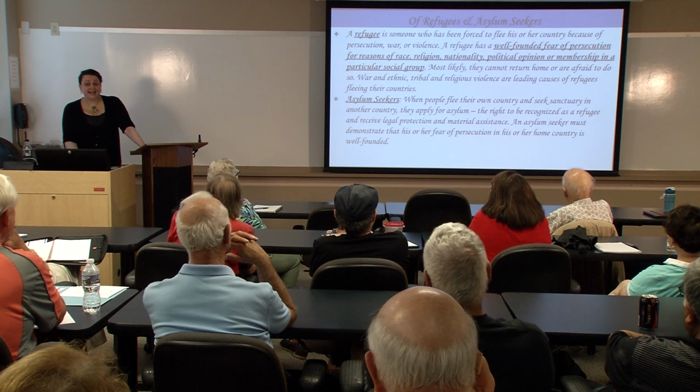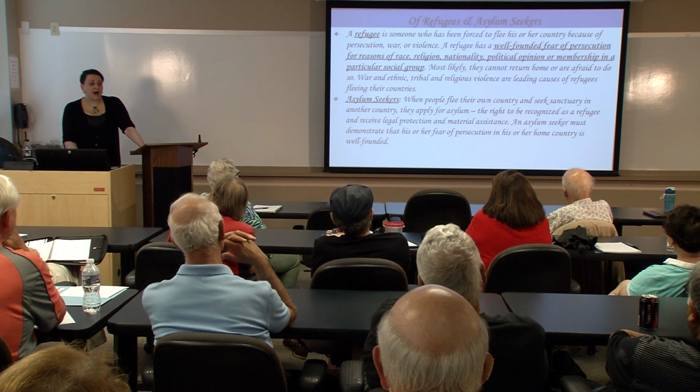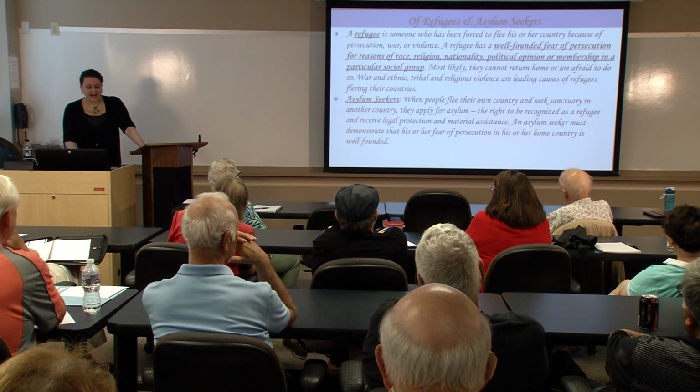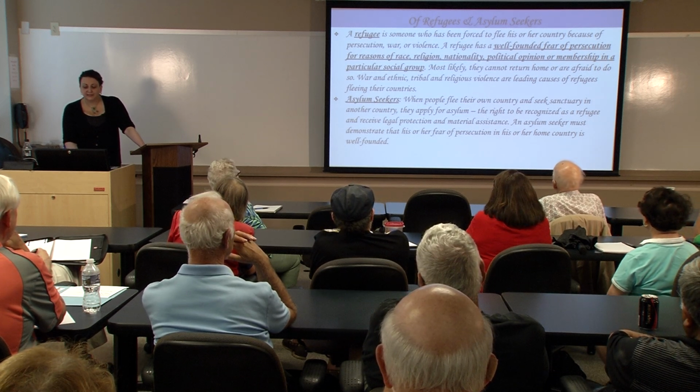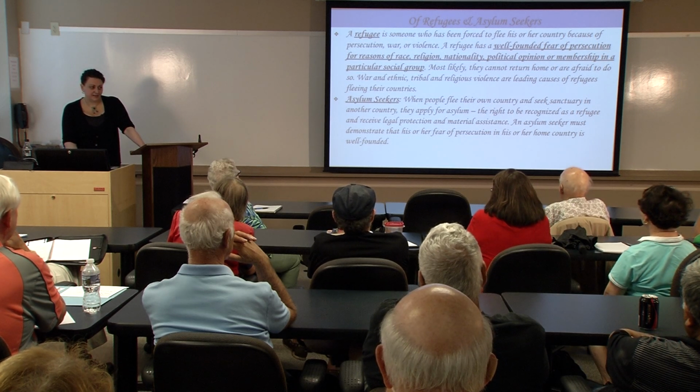So we need to distinguish here between some concepts, which I'm going to do, and then we're going to go a little bit back and forth into history we're going to talk about today, and then go back in time a little bit. So a refugee is somebody who has been forced to flee his or her country because of persecution, war, and violence. A refugee has a well-founded fear of persecution for reasons of race, religion, nationality, political opinion, or membership in a particular social group. Most likely, they cannot return home or are afraid to do so. War and ethnic, tribal, and religious violence are usually the leading causes of refugees fleeing their countries.